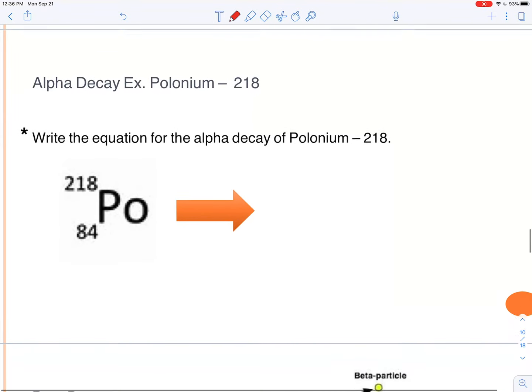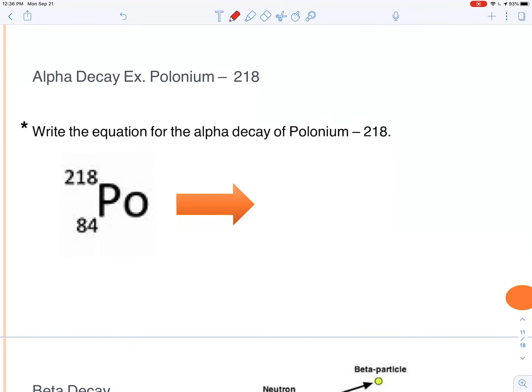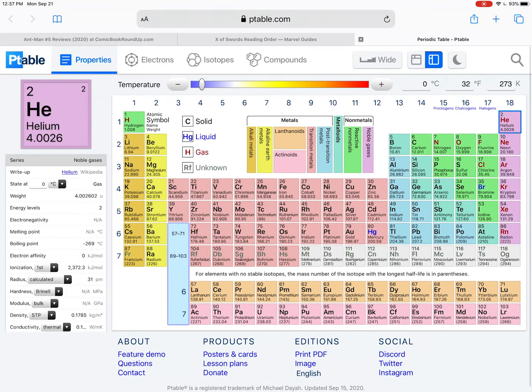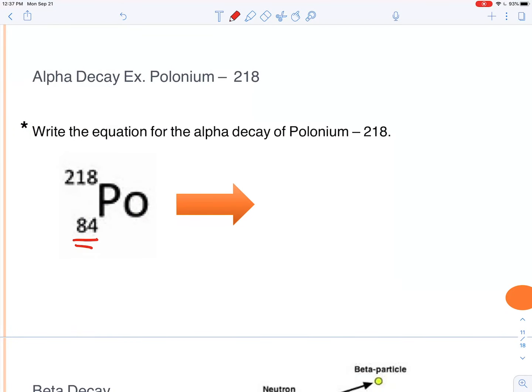Alright, let's try an example together. You're going to have to write these decay equations. So write the equation for the alpha decay of polonium-218. So first thing you would do is you'd write polonium-218. You would get this number, the bottom number, by looking at the periodic table. So if I find polonium over here, I would see that it's got 84 protons. Okay, so it's going to follow that same trend.